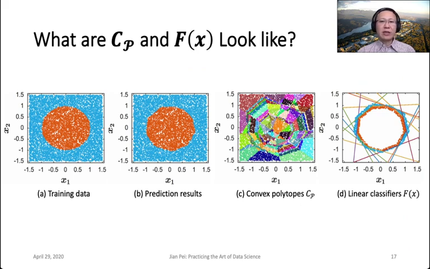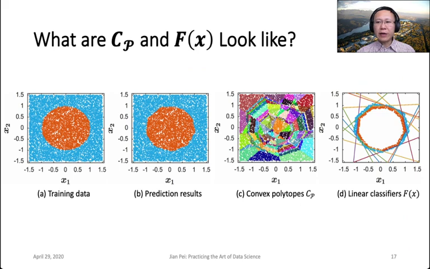Let me show you some of the experimental results to get a better understanding of what we are doing here. Figure A is a training data set, a synthetic data set. In figure B, we build a PLNN model which gives a pretty good classification result. Figure C shows the convex polytopes in different colors, so that you can see how those convex polytopes are distributed in the input space and interpret the classification result.